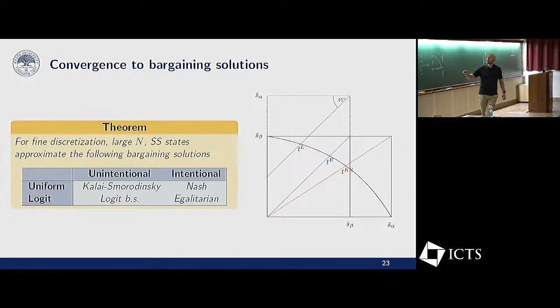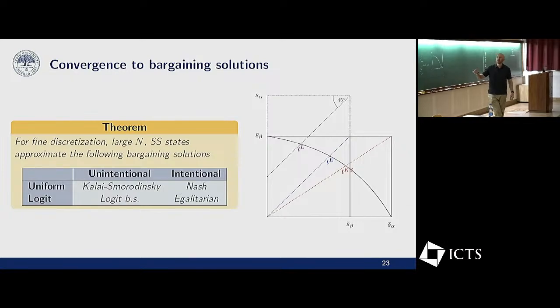Under uniform intentional perturbations, it depends on the slope, and you end up selecting the Nash bargaining solution, which maximizes the product of the 2 players' surplus. So in this case, it would be maximizing T multiplied by F of T. I haven't drawn Nash on here because it's a bit trickier to draw.